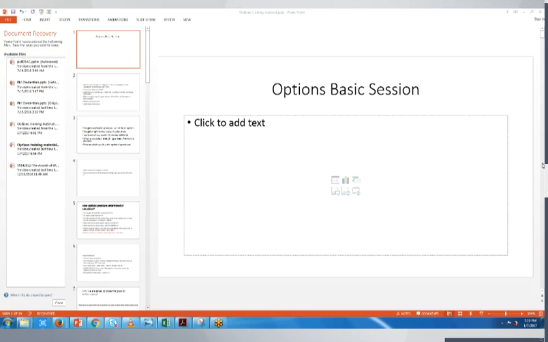Hello, this is Kalpesh, and I think call means to buy and put means to sell.